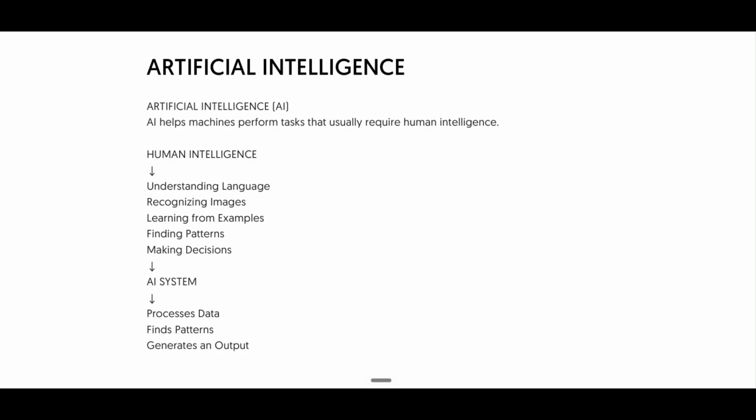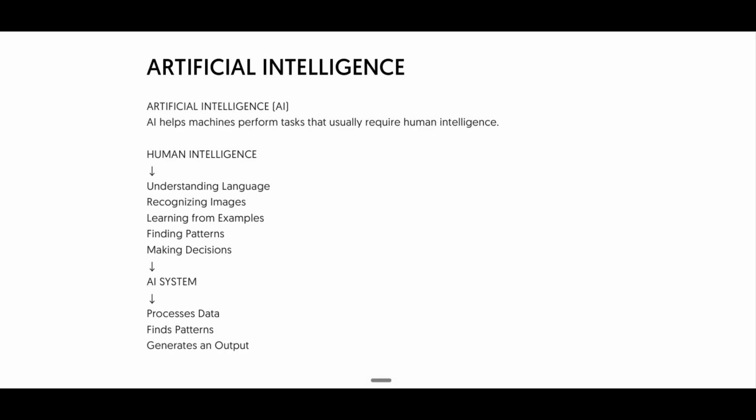In very simple words, AI is the ability of machines or computer systems to perform tasks that normally require human intelligence. For example, humans can understand language, recognize images, learn from experience, find patterns, and make decisions. AI systems are designed to perform many of these types of tasks using data and computer models.